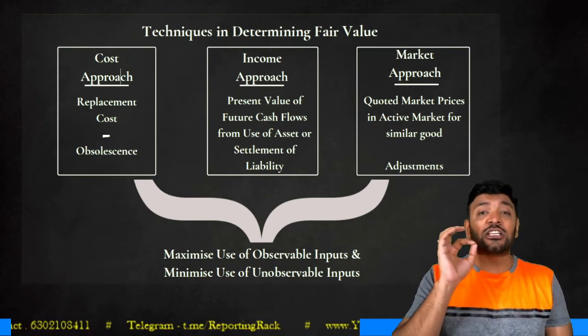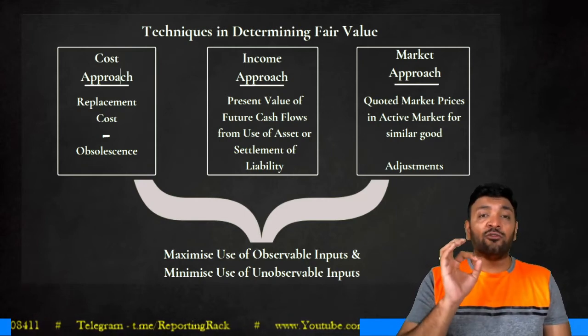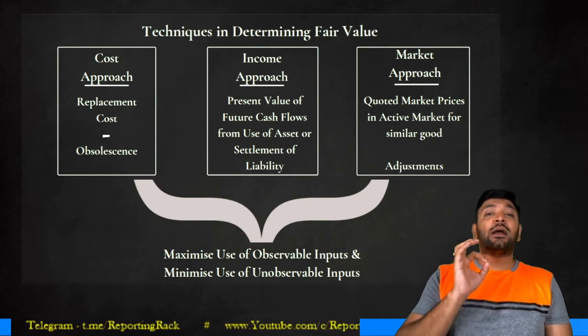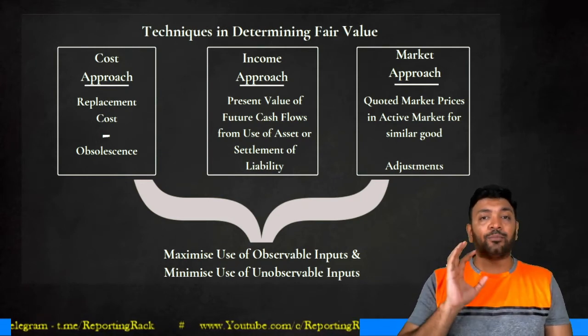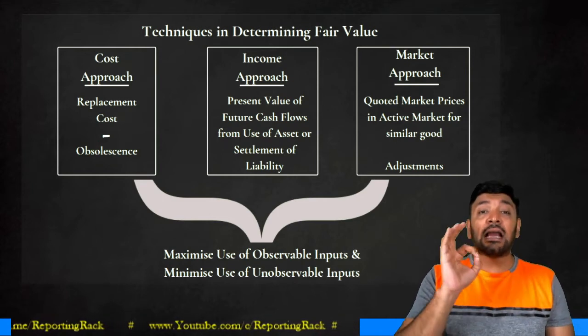This is called the cost model. A cost model of determining fair value involves the replacement cost of the asset reduced by the obsolescence of the value of the asset. That is called the fair value of an asset by applying a cost approach.